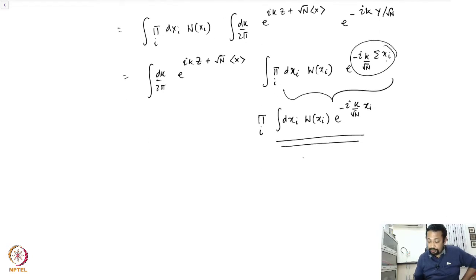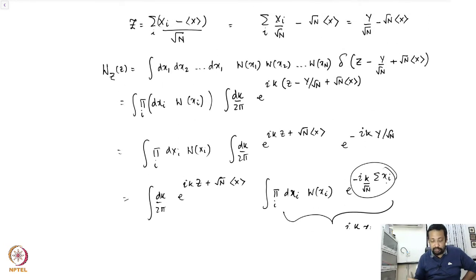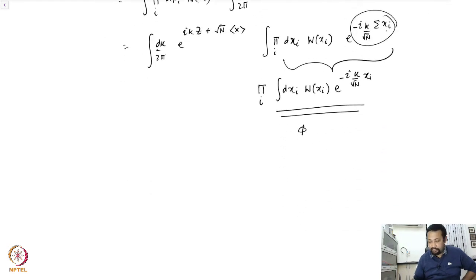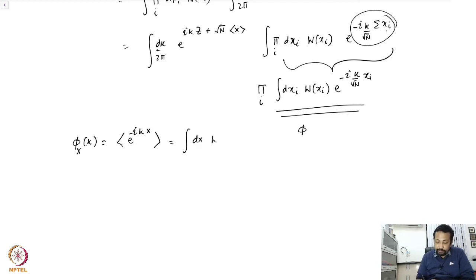If you recall, this is essentially the definition of your characteristic function. We had defined it with the plus sign, but you can as well define it with the minus sign. It all depends on how you define your delta function. I can define it also with minus ik. So now phi(k), the other way around, let's say. Phi(k) is the average of e to the power ikx, which is the integration dx w(x) e to the power minus ikx, right?